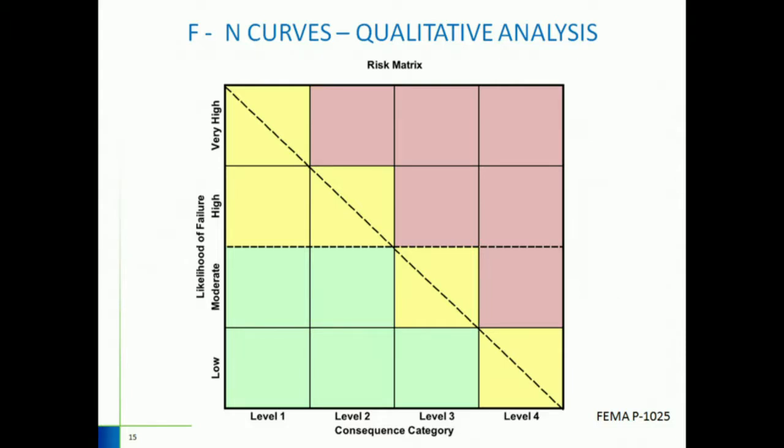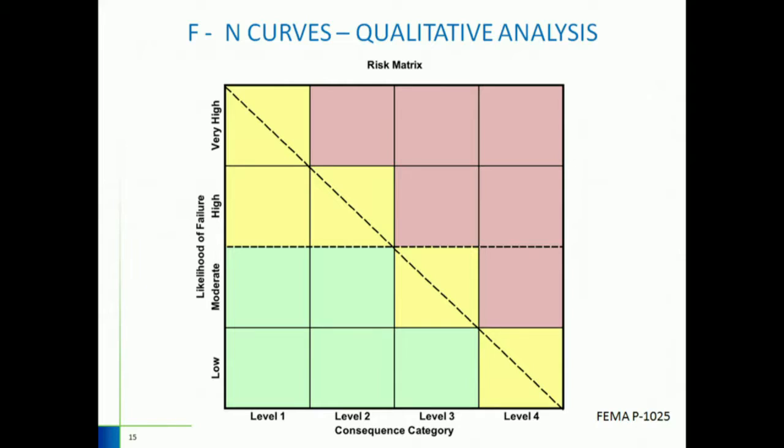Here's an alternative to the FN chart that you've seen earlier. So this is a qualitative analysis. It's a risk matrix, and on the x-axis you have the consequence category, and on the y-axis you have the likelihood of failure.